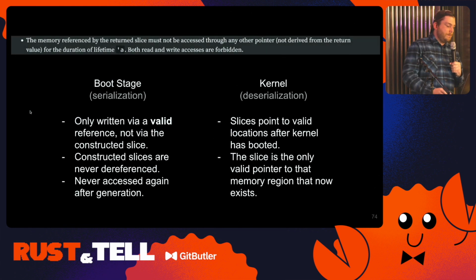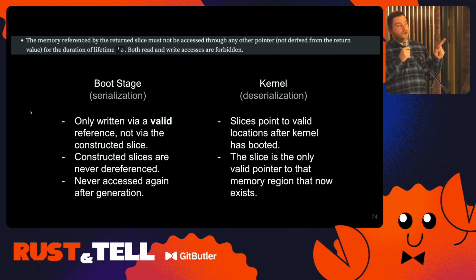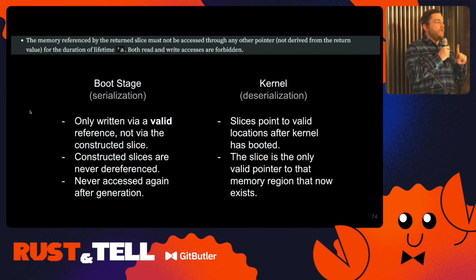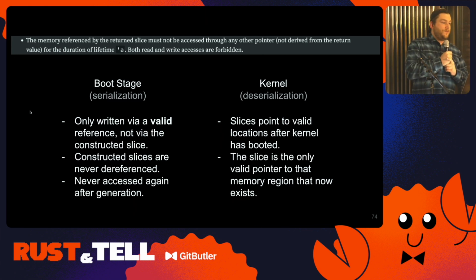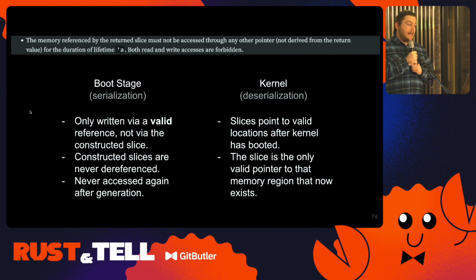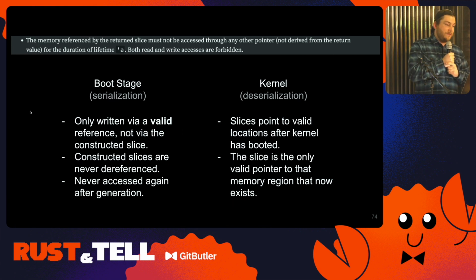And the memory referenced by, this is really the important one, the memory referenced by the returned slice must not be accessed through any other pointer. That means you cannot have two slices that point to the same or overlap to the same memory region at all. That is a guarantee that Rust makes, right? So we have to be very careful about that. What's that? If they're mutable, it could be. I honestly don't know. I think it's also if they're immutable. It could be the case.